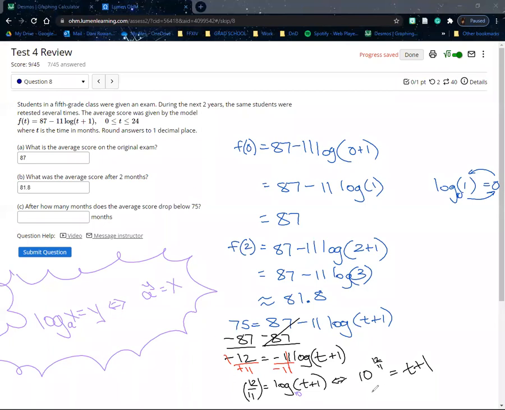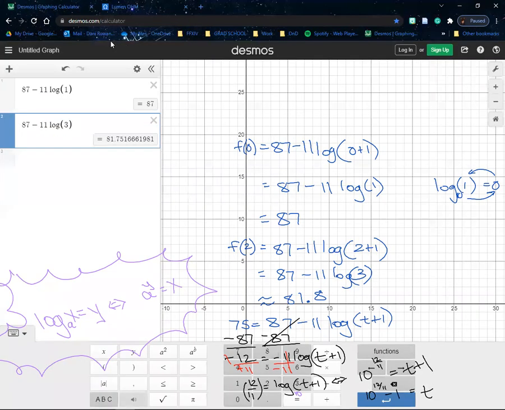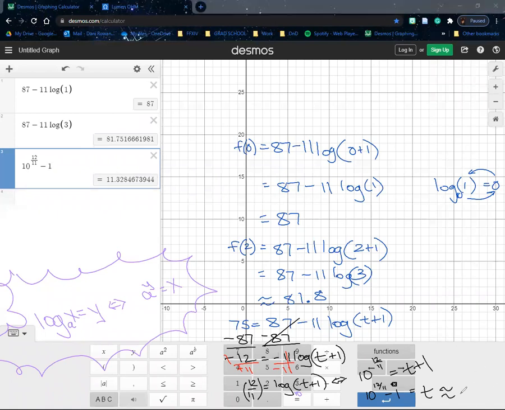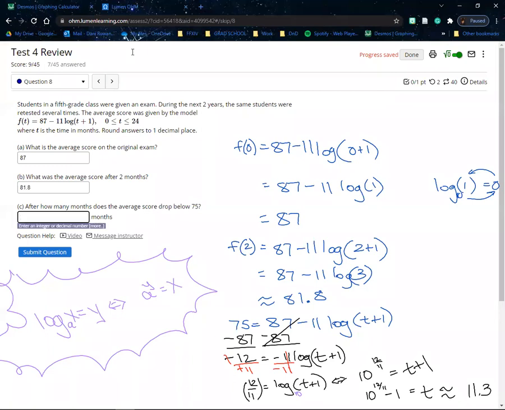Now to get T by itself, we're just going to do 10 to the 12/11 minus 1 equals T. And we can plug that into our calculator, right? 10 to the 12 divided by 11 minus 1. So when T is roughly 11.3, so after roughly 11.3 months, you guys see that?